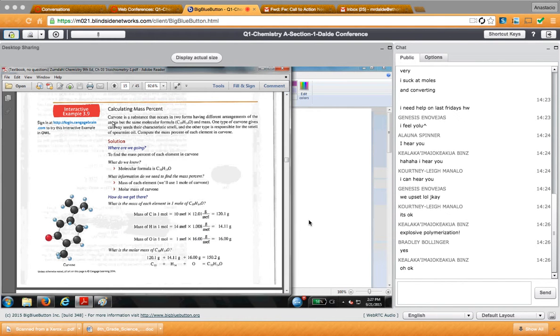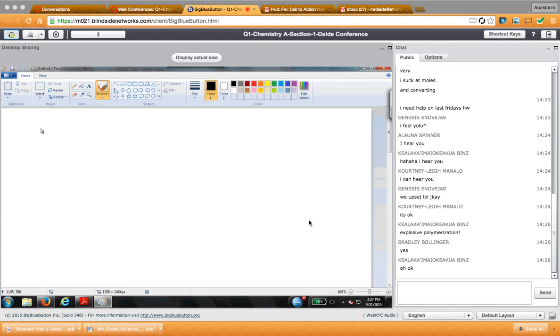So, we have carvone, a substance that occurs in two forms that have different arrangements of the atoms, but the same molecular formula. One type of carvone gives caraway seeds their characteristic smell, and the other type is responsible for the smell of spearmint oil. So when you chew spearmint gum, this is the formula of the thing that causes that smell. Got it? So it's C10H14O. Okay, cool.